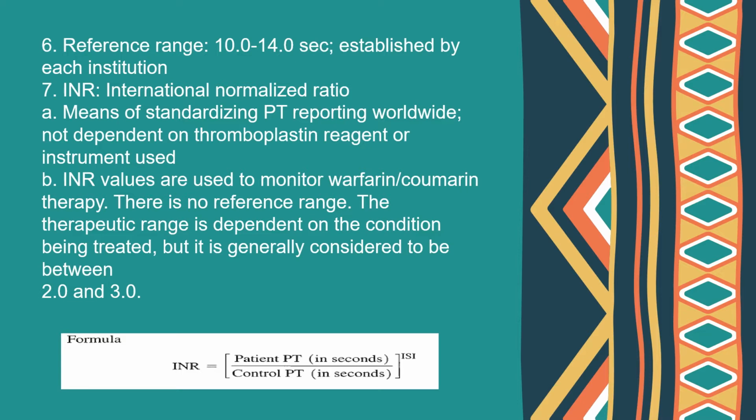INR is the PT of the patient in seconds divided by the PT of the control in seconds raised to the ISI. Right, so INR values are used to monitor the therapy using warfarin or coumarin, and there is no reference range. The therapeutic range is dependent on the condition being treated, and generally this is about 2 to 3.